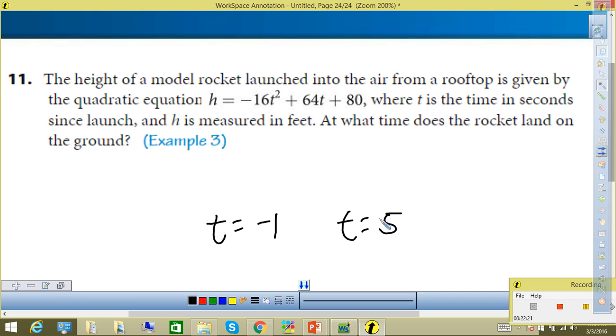Okay, America, what did your neighbor say? 5. Why? Time cannot be counted in negatives, nor distances, right? So the correct answer is 5 seconds.